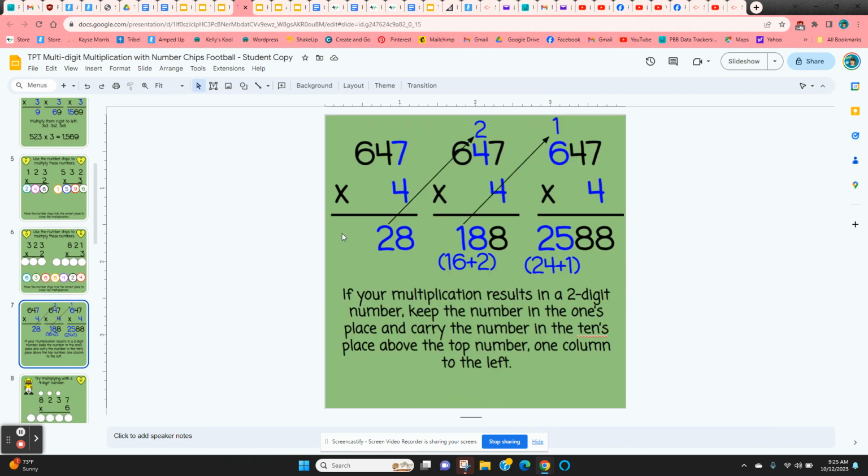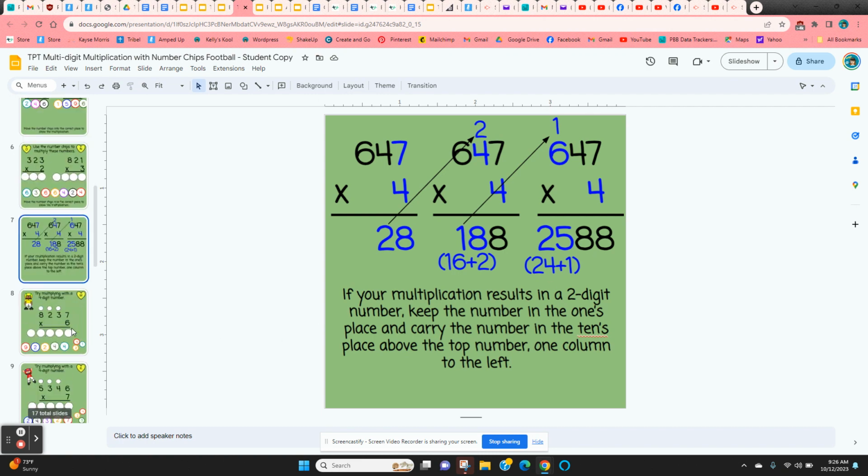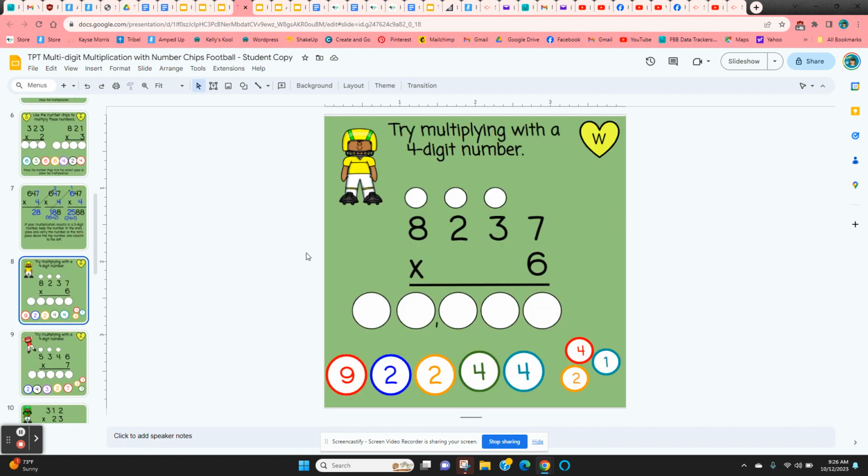Then they're shown what to do if they get a 2-digit product. So when they're multiplying from left to right, 4 times 7 would be 28. They're going to keep the 8. They're going to carry the 2 to the next column and right above this number. That way when they multiply 4 times 4 is 16, they add that 2 that they carried and they get 18. They're going to keep the 8, they're going to carry the 1 to the next column to the left, right above this number. 4 times 6 is 24, plus 1 is 25. So they get a solution of 2,588. They're going to practice that starting on the next slide.